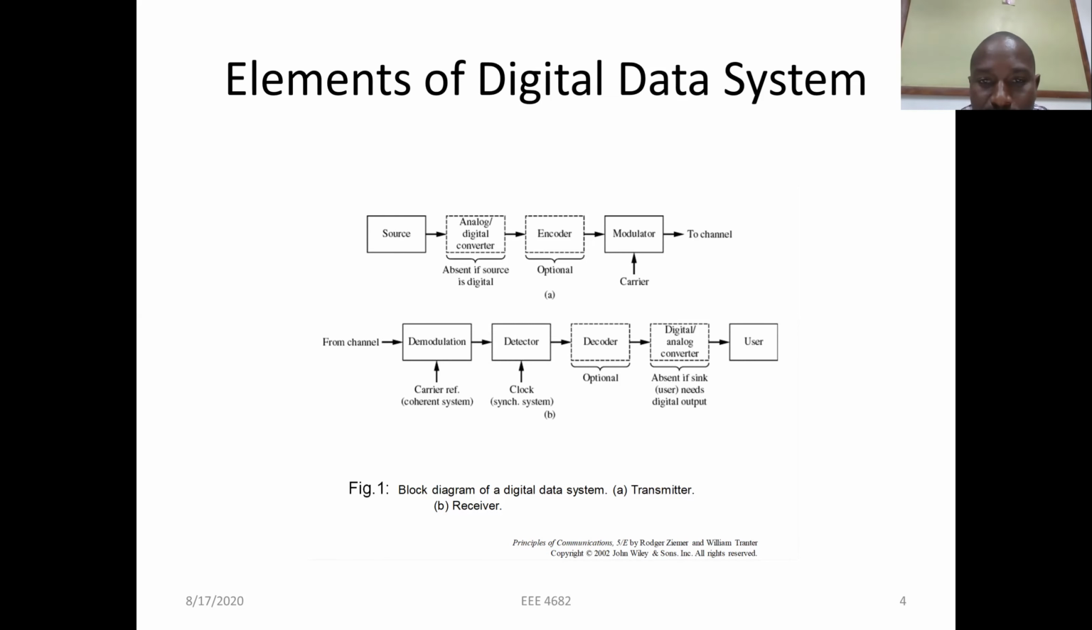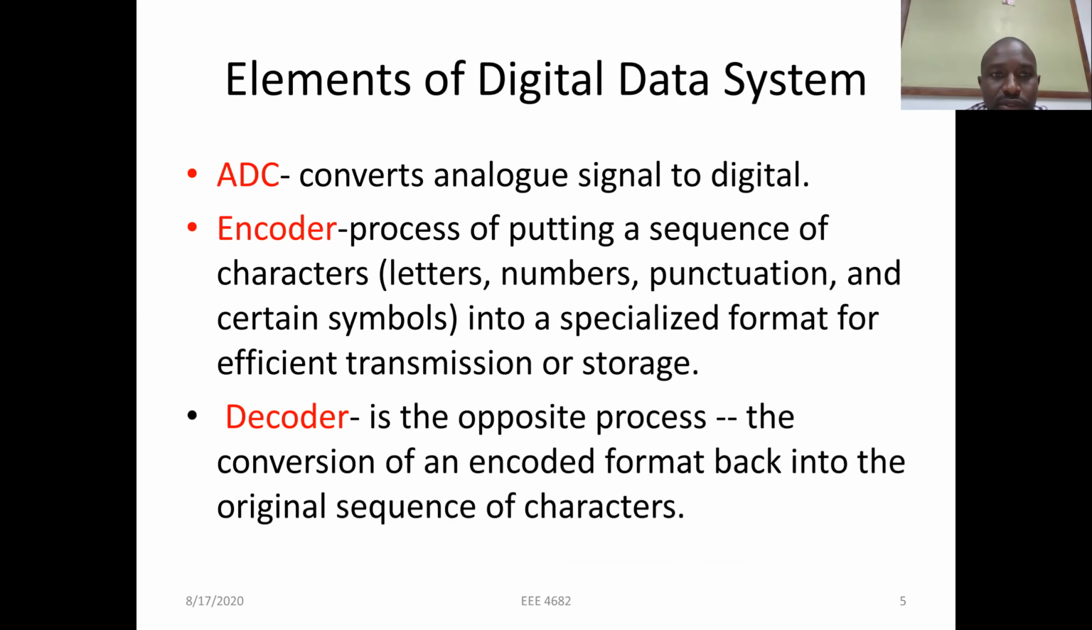Discussing this block diagram in a bit more detail, we know that the analog to digital converter basically converts analog signals to digital. Then you have the encoder, which is basically the process of putting a sequence of characters, which could be letters, numbers, punctuation, as well as symbols, into a specialized format for efficient transmission as well as storage. The decoder will do the opposite of the encoder, basically removing these sequences and returning the encoded format back into the original sequence of characters.